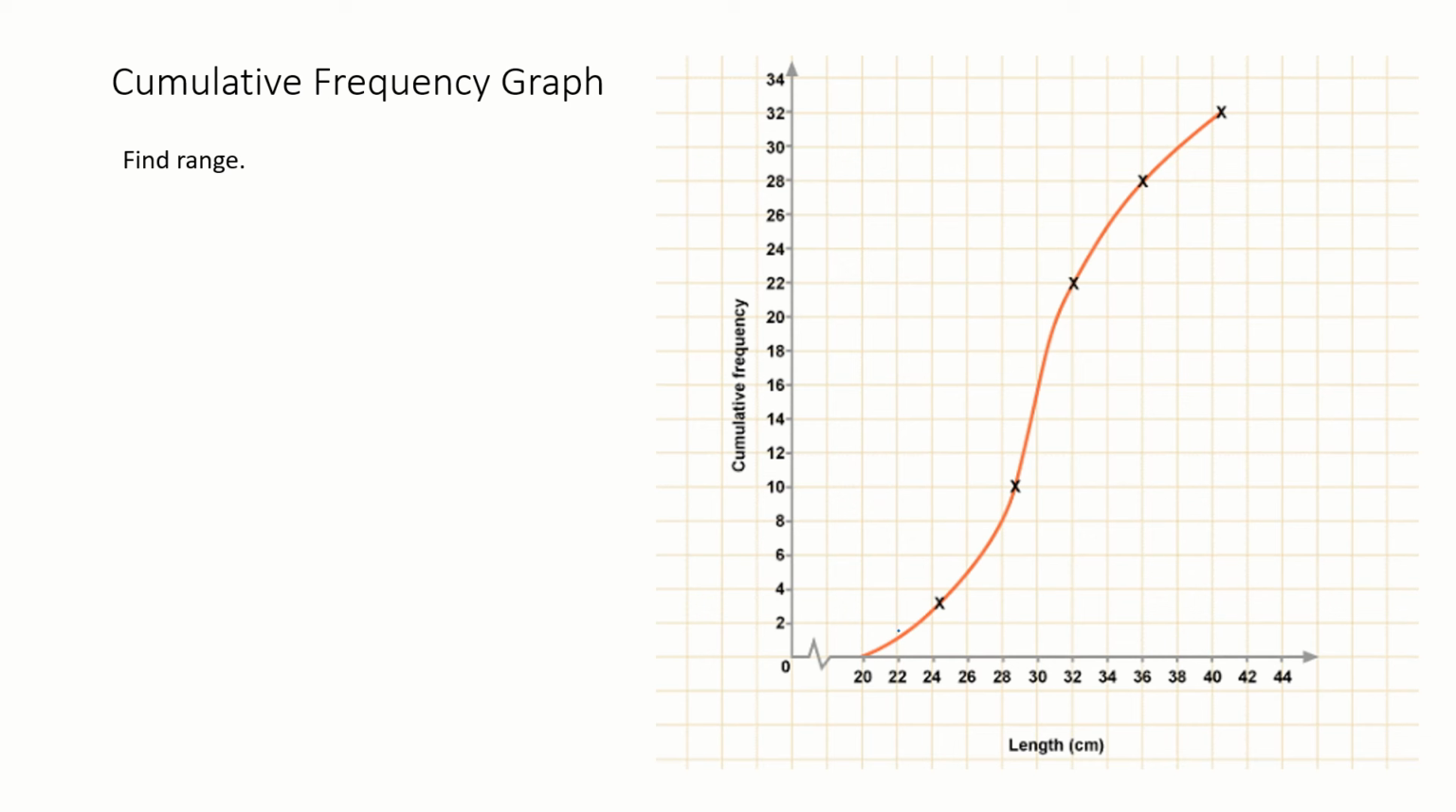To find the range, you will have to take the lowest length, which is 20 centimeters, and the graph stops at 40 centimeters. So the range is to take the largest length minus the smallest length, so the range is 20 centimeters. You can apply this same concept to any other types of cumulative graph.